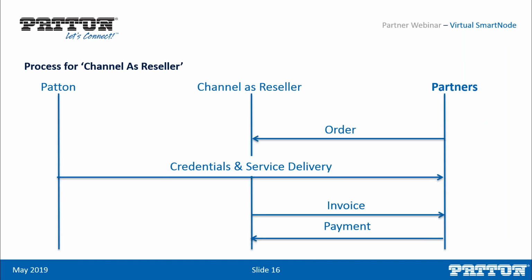How the ordering process is done: it's done in the same way as you're used to for the regular SmartNodes. You're going to place the order with one of our channels or resellers, and then you're going to get the credentials for login to the patent cloud directly from us. And then you will also find the image to install a virtual SmartNode in your premise or your customer's premise directly on our web page, so you can download it from there. So nothing special here, pretty simple.